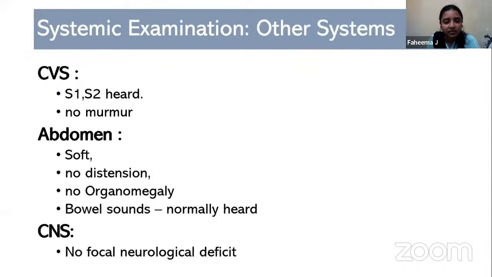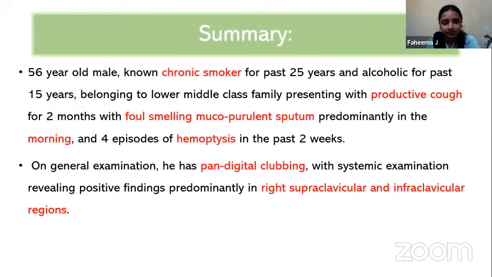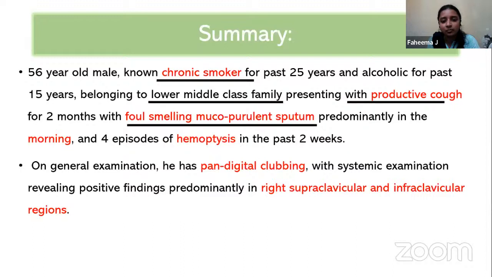Examination of other systems, cardiovascular system, abdomen, and CNS was within normal limits. To summarize, a 56-year-old male, a chronic smoker for the past 25 years, an alcoholic for the past 15 years, belonging to a lower middle class family, presenting with productive cough for 2 months with foul-smelling mucopurulent sputum predominantly in the morning, with 4 episodes of hemoptysis in the past 2 weeks.